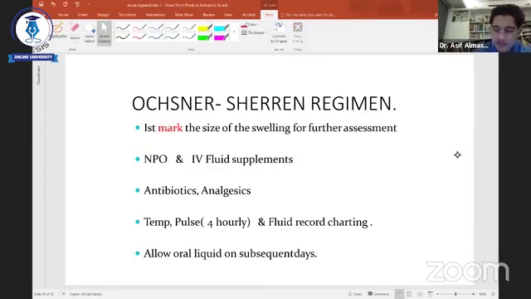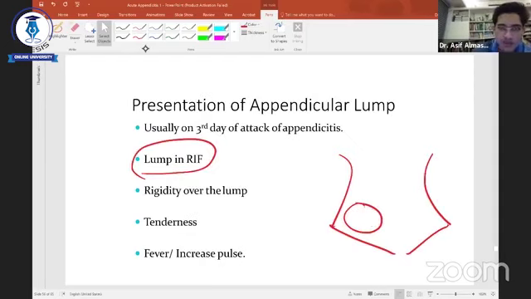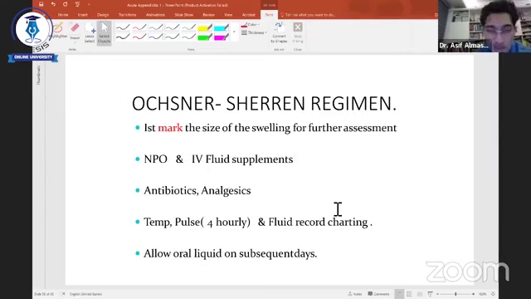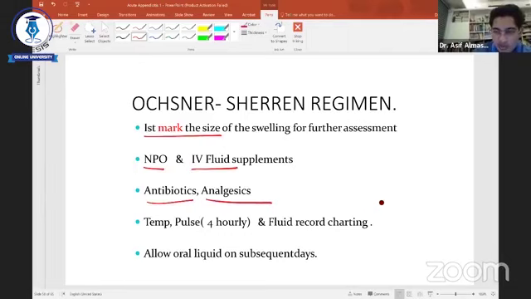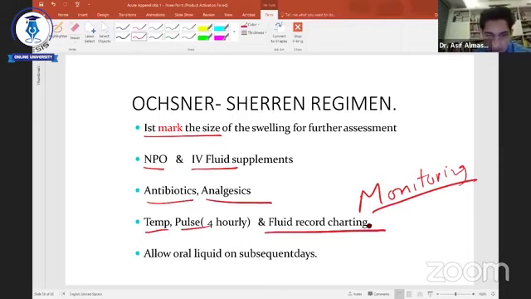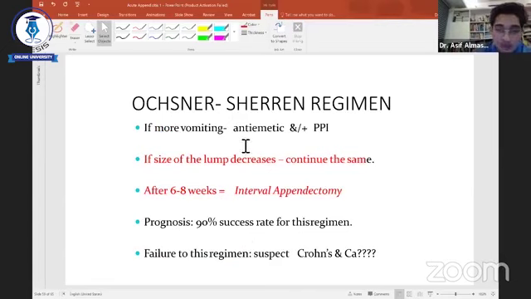First, as I have just discussed, mark this area. Very important is you mark this area because we want to compare whether the size is increasing or not. First, mark the size. Then we give the patient conservative treatment and resuscitate: oral fluid supplements, antibiotics, analgesics. Monitoring is very important. Monitor the patient: pulse, temperature, blood pressure, fluids, input-output chart. Then allow oral fluids if the patient is improving. If there is vomiting, give antiemetics.